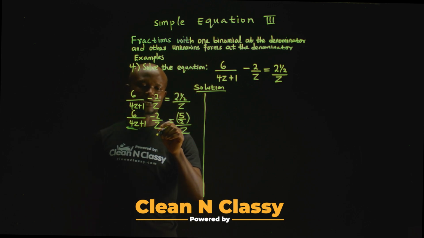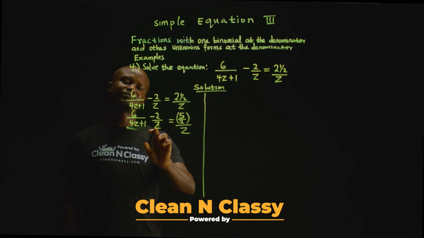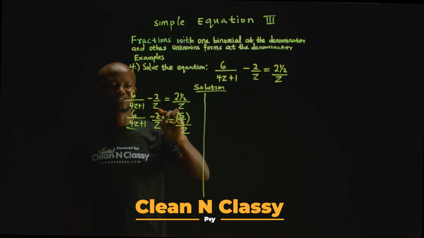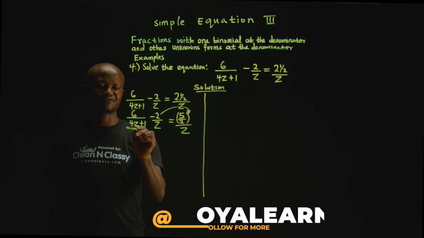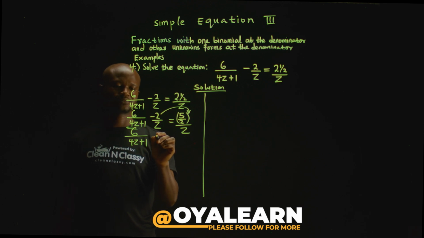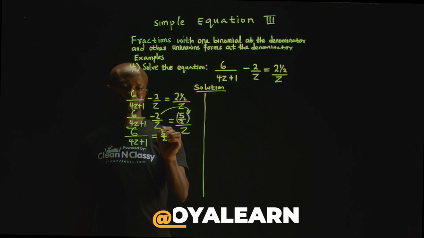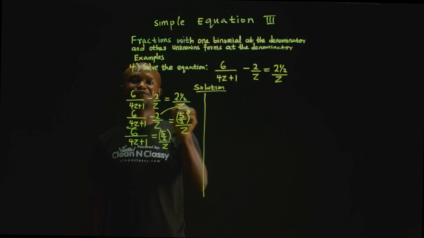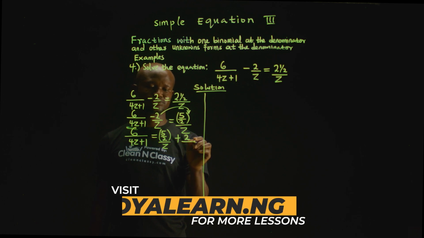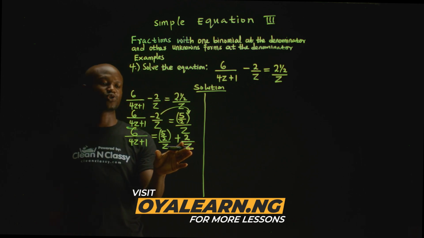Now we are going to collect the like terms. We can see that the denominator of this term is z, and this one is also z. So we can move this to the right. Now we have 6 divided by 4z plus 1 equals 5 over 2 divided by z. Moving this one to the right will become plus 2 divided by z. Now they have the same denominator, so we need to add them together.